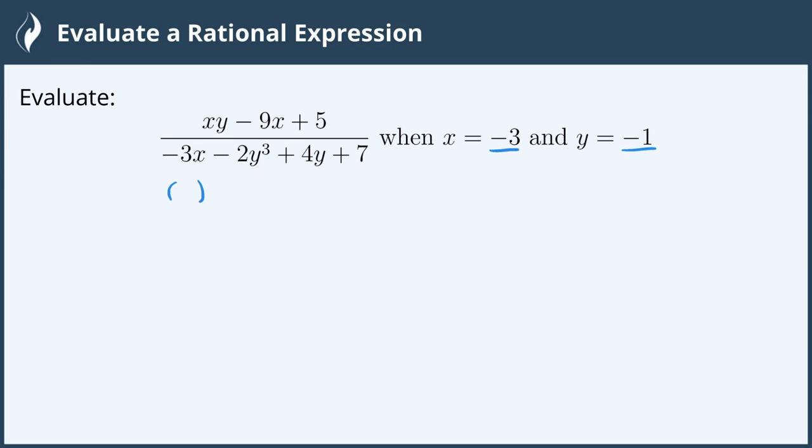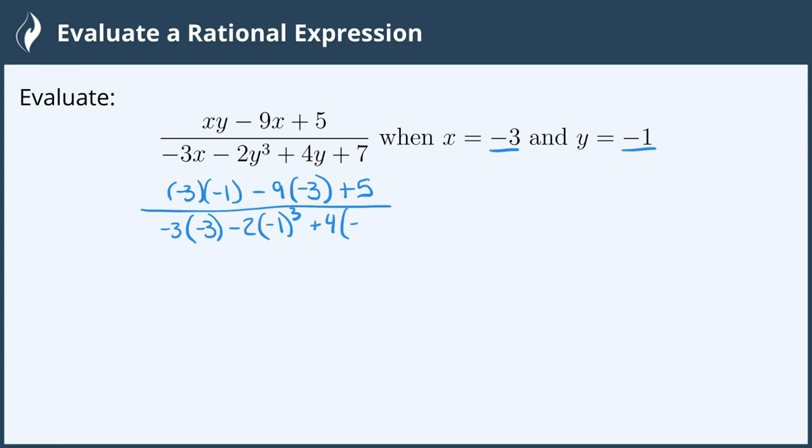Here we have x, which is negative 3, times y, which is negative 1, minus 9 times x, which is negative 3, plus 5. And this is all over negative 3 times x, which is negative 3, minus 2 times y, which is negative 1, cubed, plus 4 times y, which is negative 1, plus 7.